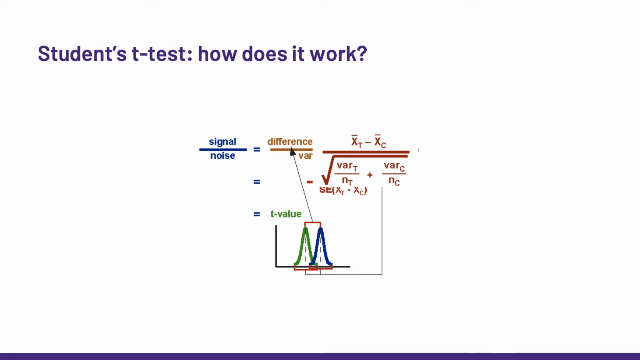Now, as I said, the t-test is exactly about the ratio between signal and noise. At the numerator, we have the absolute difference, and at the denominator, we have the variability. So we get a statistic t, and the bigger it is, the smaller our p-value will be.